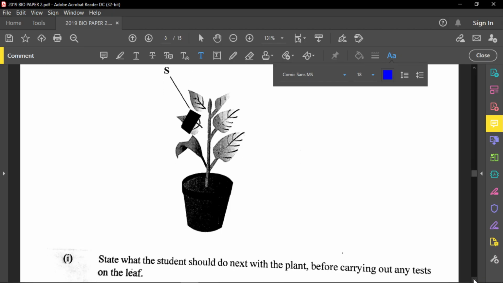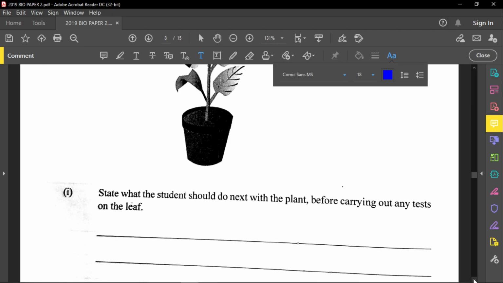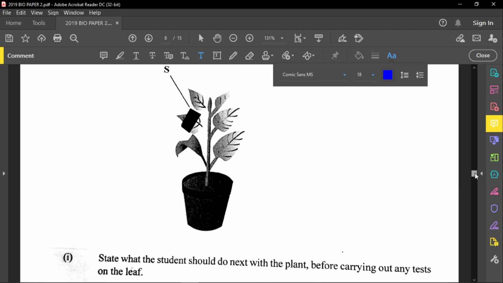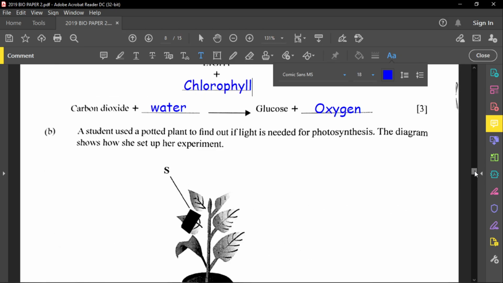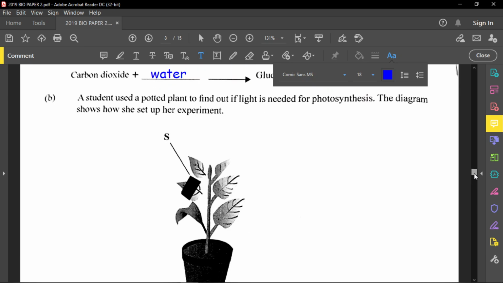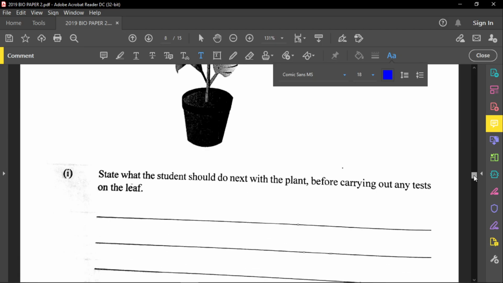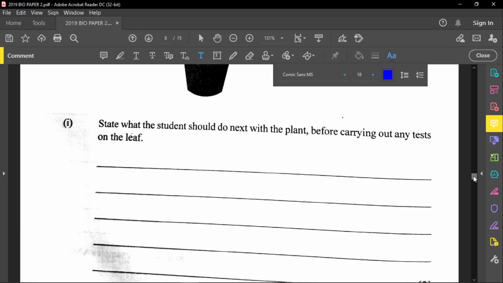All right, so part 1 now says state what the student should do next with the plant before carrying out any test on the leaf. Now, remember what she's testing for is the effect of light on photosynthesis, or if light is needed for photosynthesis. So how are you going to test for light for photosynthesis? Test if starch is produced, right? So if you're going to test for starch being produced, there are 3 things that you're going to do to carry out this experiment.